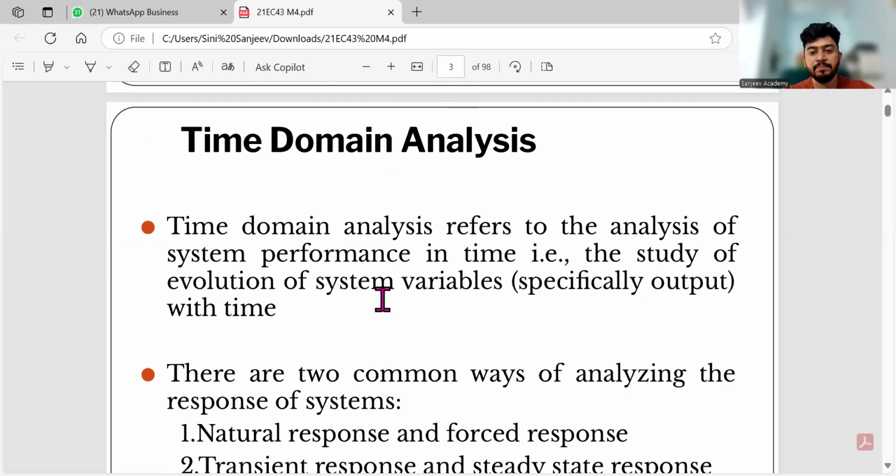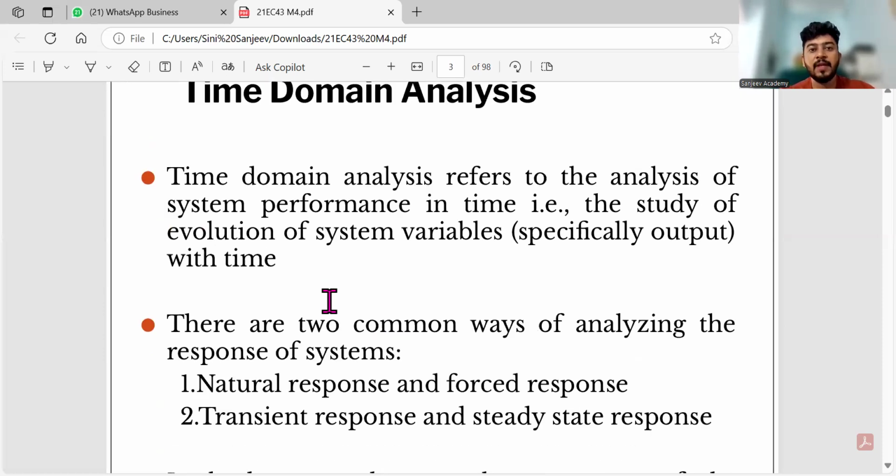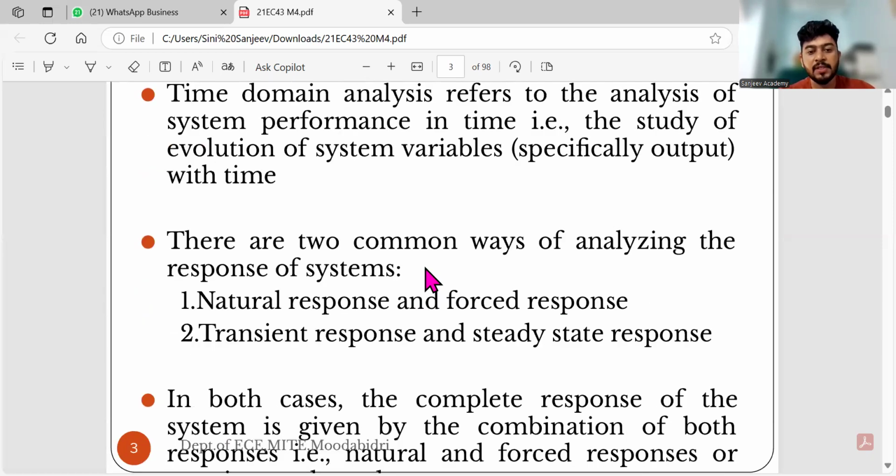So time domain, in the sense with respect to time, we will be analyzing the output of the system. Then one is natural response and forced response. The two response types are, one is natural, another is forced. Forced meaning external, by some external media.